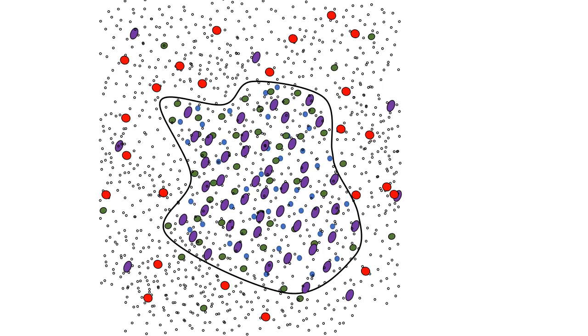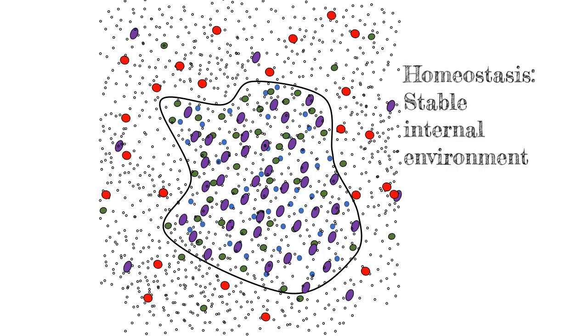And that is the important idea of homeostasis, is that our cells are able to maintain a stable internal environment, keeping the solute concentrations, the temperature, the pH, and other conditions inside the cell different from the areas around the cell.